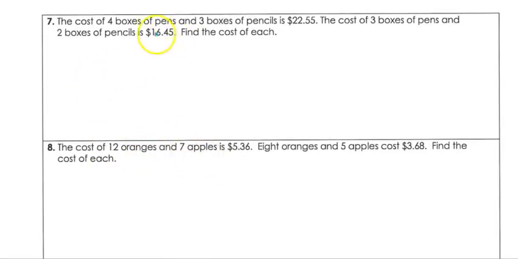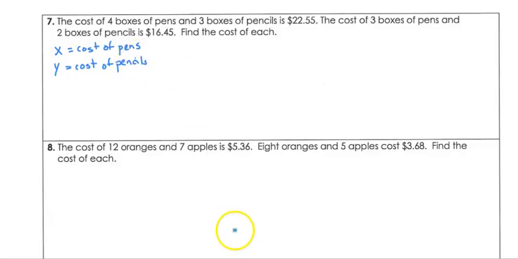All right, the cost of 4 boxes of pens and 3 boxes of pencils is $22.55. 3 boxes of pens and 2 boxes of pencils is $16.45. Find the cost of each. So that means my two variables, my x and my y, is going to be the cost, because that's the thing that we are missing, of each. So cost of, let's make x pens and y pencils.